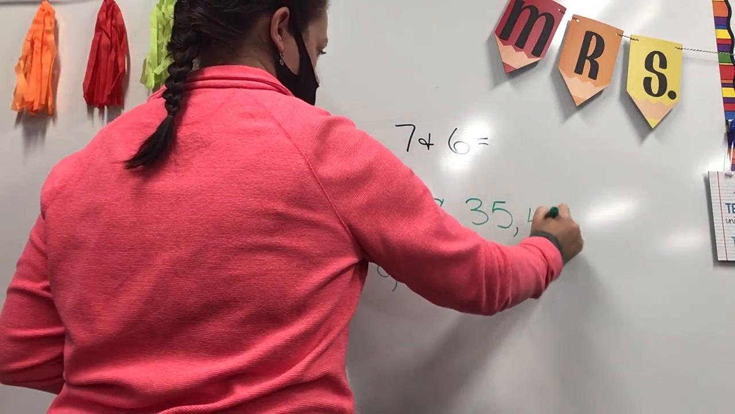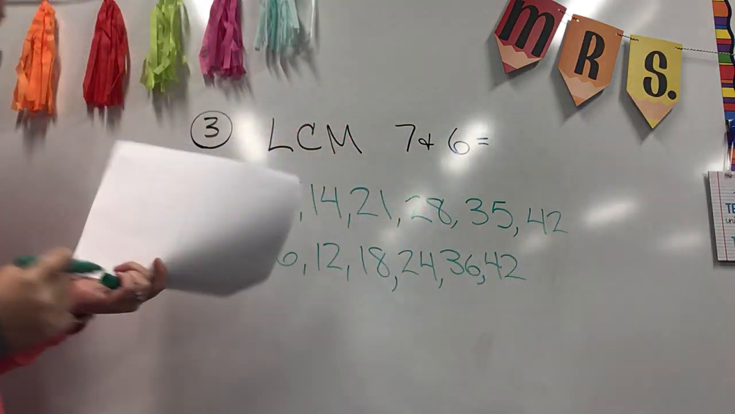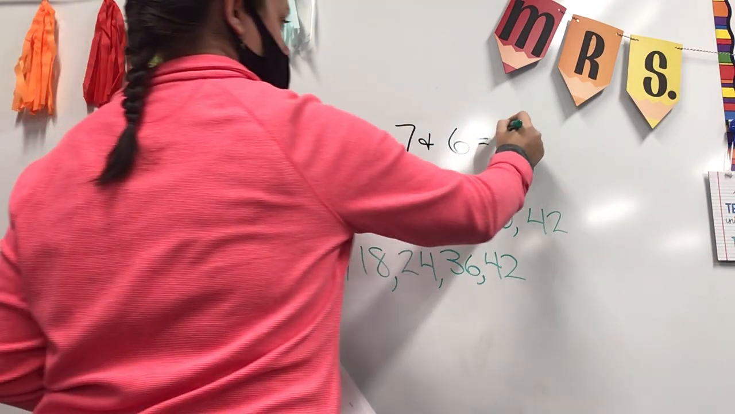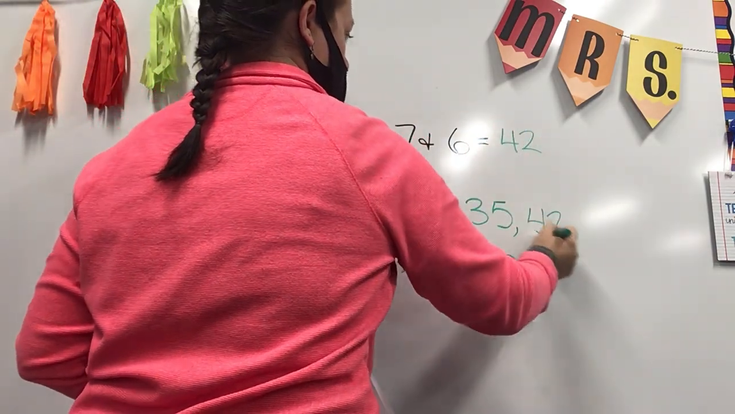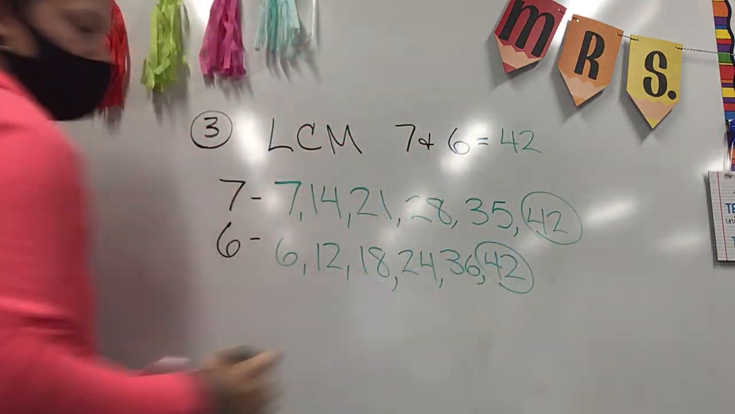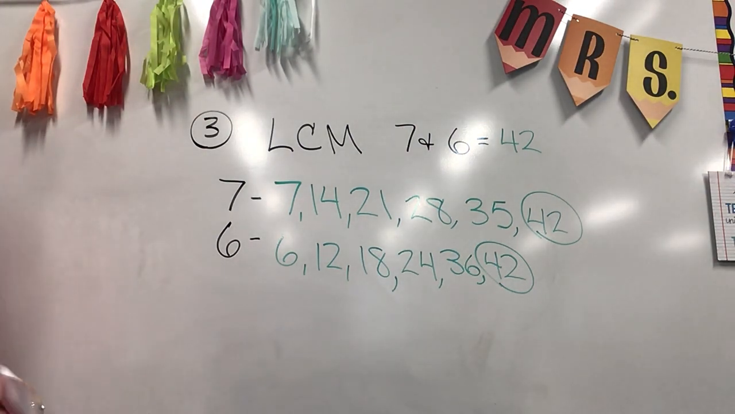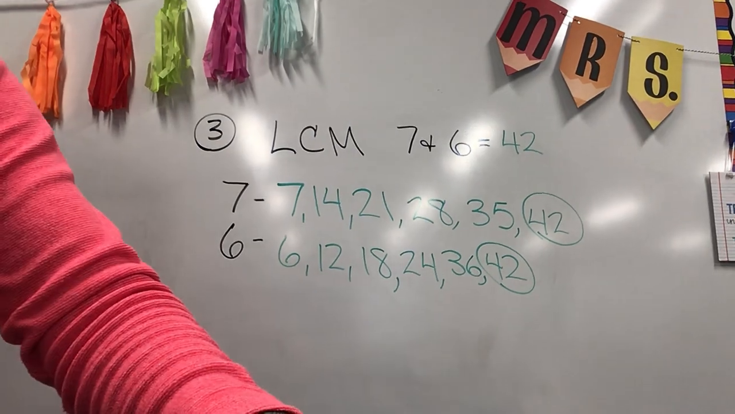42. Do I have one now? Yeah. So what is my LCM of 7 and 6? 42. You can circle them. Least common multiple. Good. Math facts still. All right. Number 4.